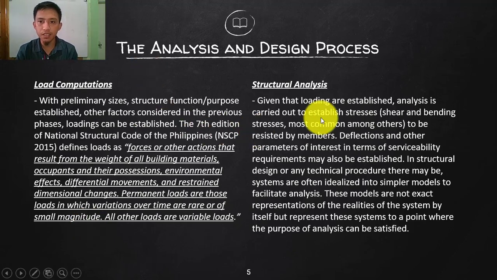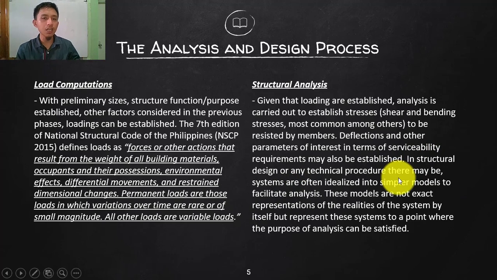Given the loadings are established, analysis is carried out to establish stresses. So you're going to prove that by means of solving. We will now be establishing stresses, using shear and bending stresses, most common among others, to be resisted by members. Deflection and other parameters of interest in terms of serviceability requirements may also be established. In structural design or any technical procedure, systems are often idealized into simpler models to facilitate analysis. So this is now important.